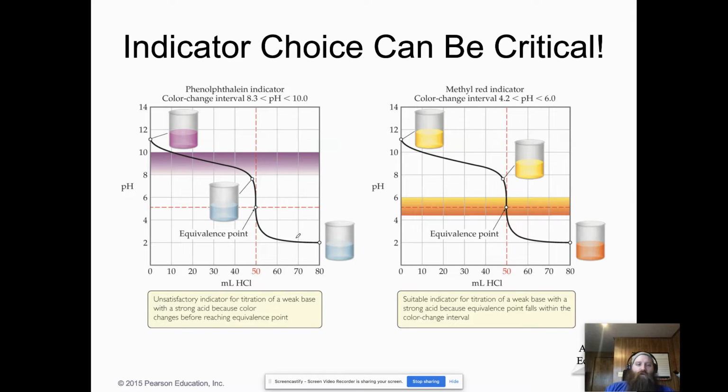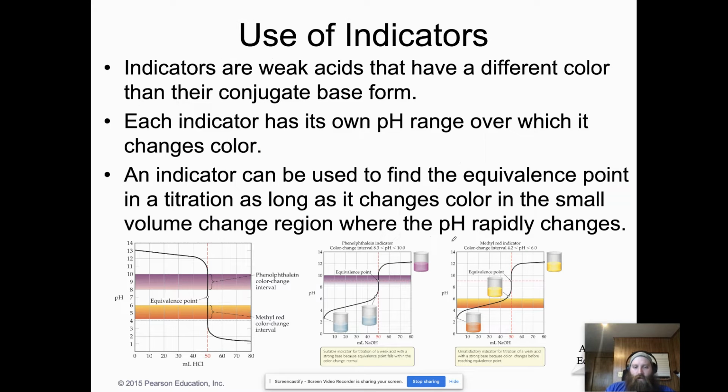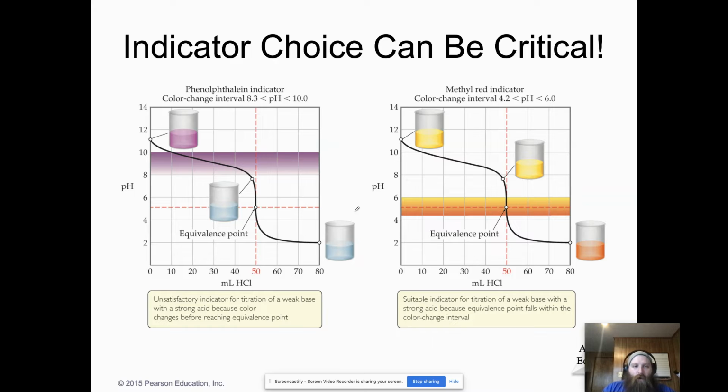So in the first one, we wanted to use phenolphthalein, right? Phenolphthalein, good. Methyl red, bad. In the second one, now my equivalence point is down here, so now phenolphthalein is not good, but methyl red is great. So depending on what reaction you're doing, different indicators are going to be more useful than others.